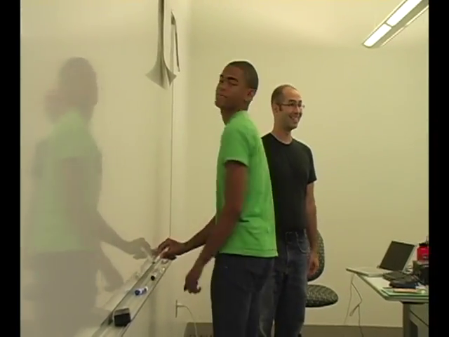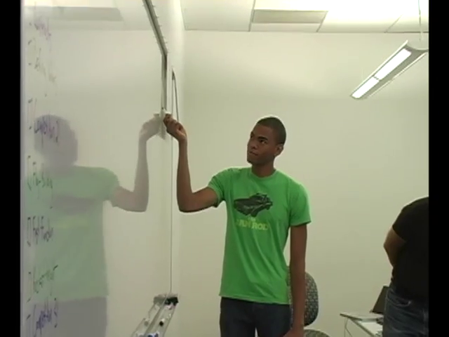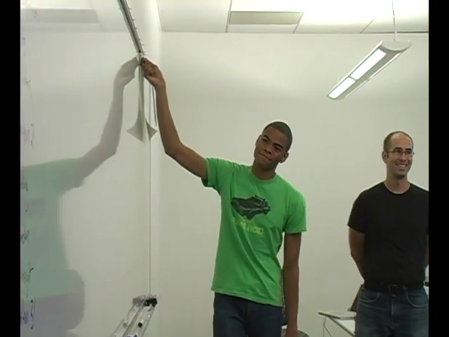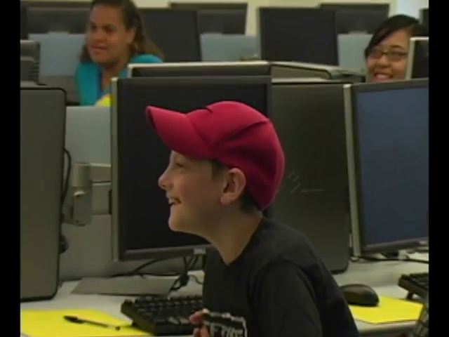Okay, stop. And then a vertical line going up, and then a horizontal. Stop. Is it as good as her square? No, she was way better.